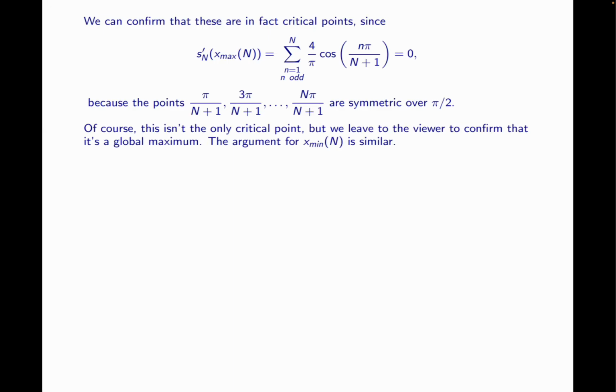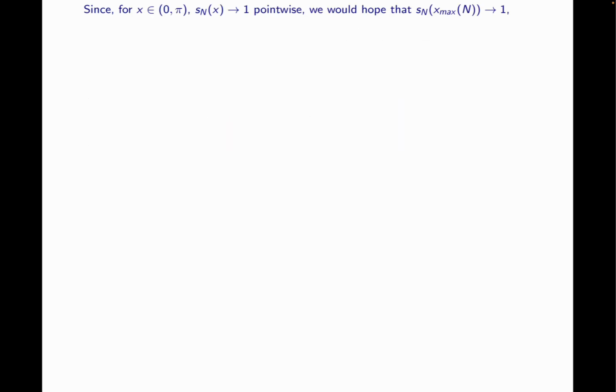Of course, these aren't the only critical points, but we'll leave it to the viewer to confirm that this, in fact, is a global maximum. And the argument for the minimum value is similar. Now, since for x in the open interval 0 to pi, the partial sum of my Fourier series does converge to 1 pointwise, for x on the right of the 0 in that open interval, we do converge to 1 pointwise.